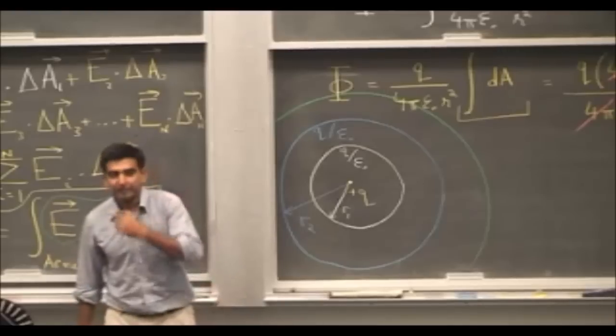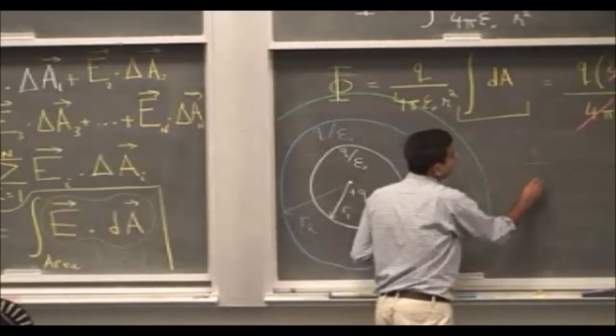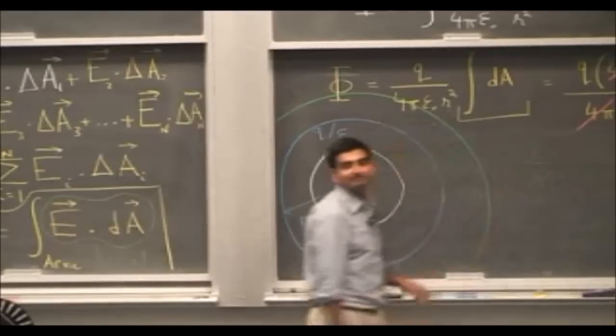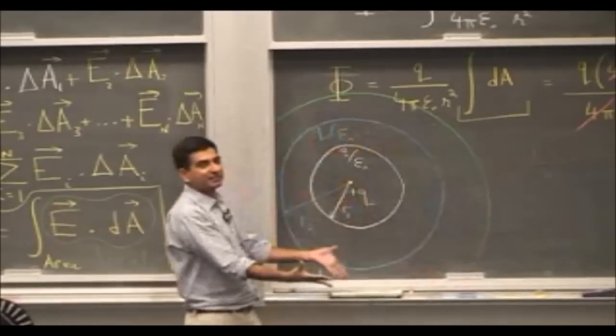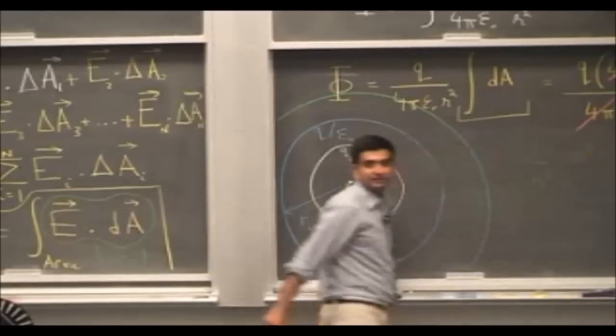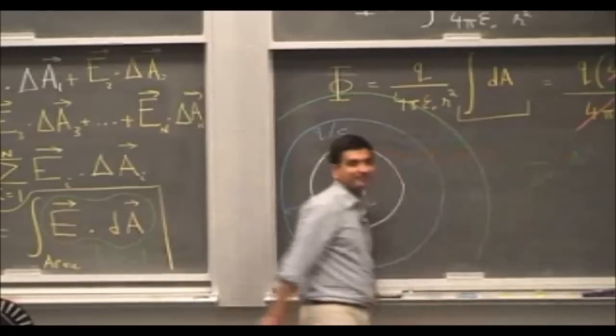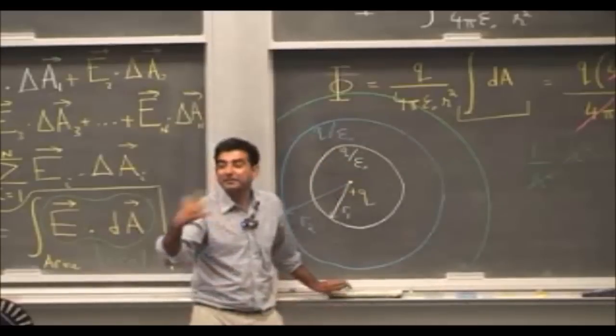There's a mathematical reason. The mathematical reason is that the field falls off as 1 over r squared, but the area of this surface is proportional to r squared, right? 4 pi r squared. So these effects cancel out. This is the mathematical reason.